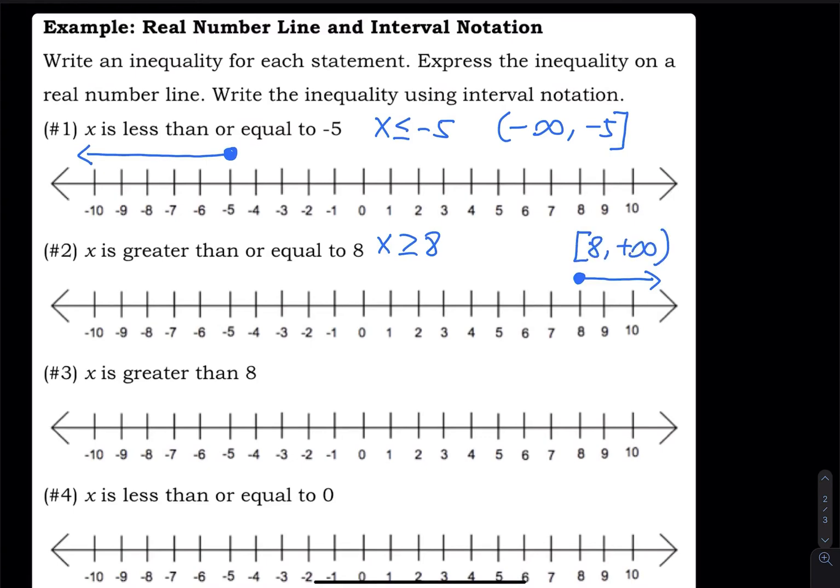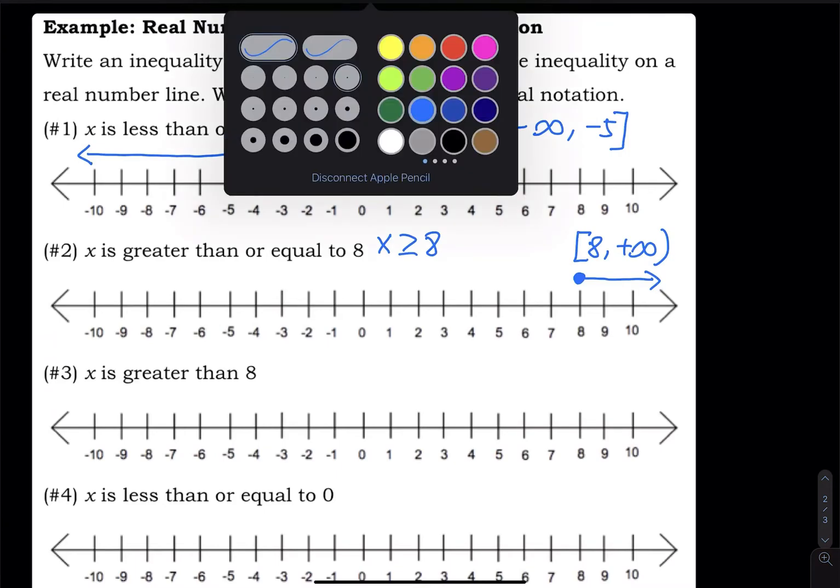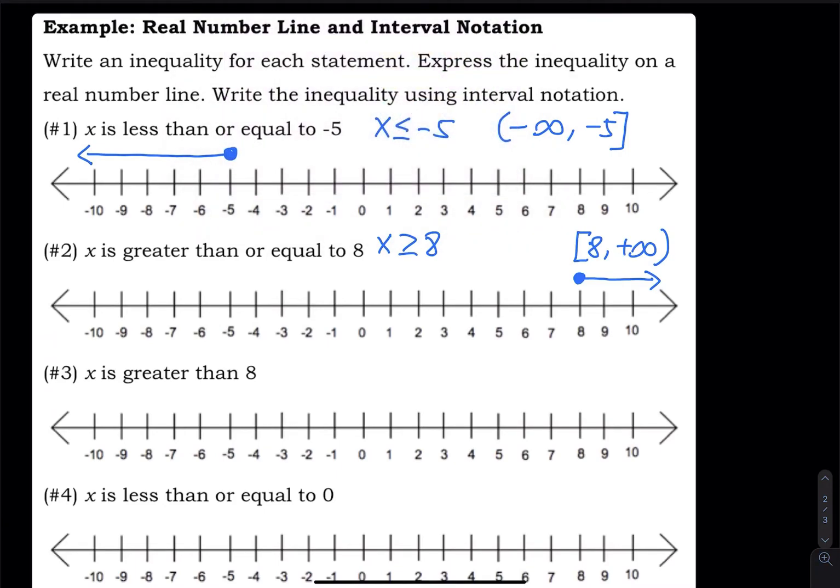What about just x greater than 8? So this is 8, right? No equal, just greater than 8 only. So we use an open circle, and then shoot an arrow to the right because every number on the right is greater than 8. So the interval is from 8 to positive infinity.